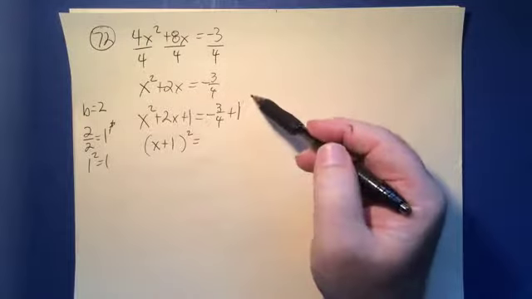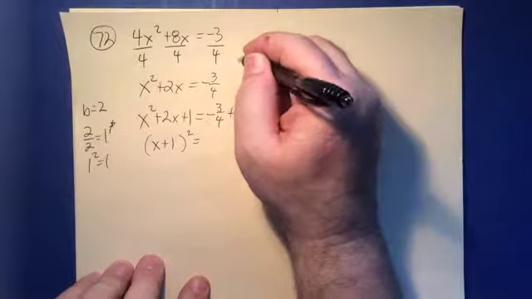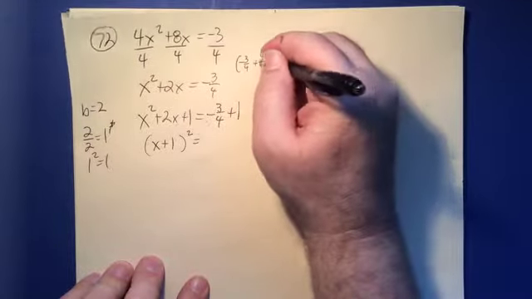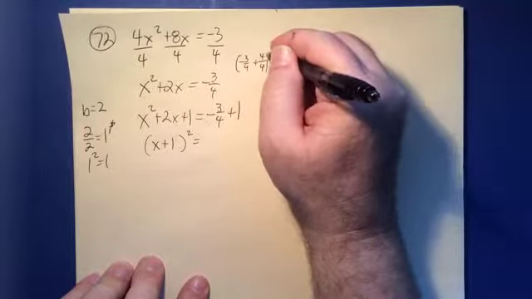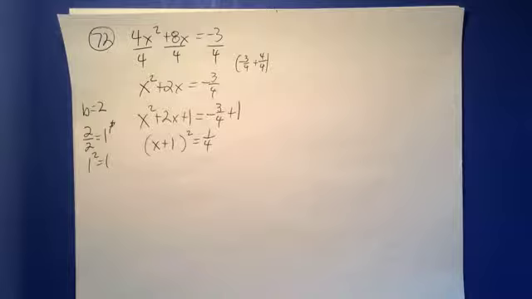Well, negative 3/4 plus 1, if you need to, do the work over here. So if we have negative 3/4, well, plus 1 is like plus 4/4. Negative 3 plus 4, that's going to be just plus 1/4. So we're just going to write (x + 1)² = 1/4.